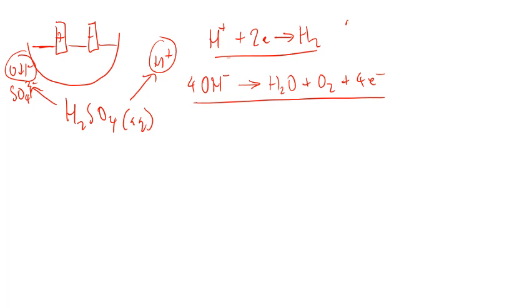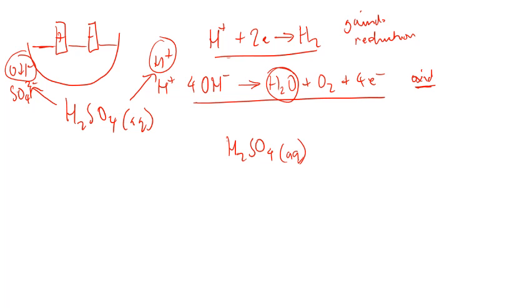So here, this one's gained electrons, so it is reduction, it's OIL RIG. So this is reduction, this is oxidation because it's lost electrons. And then our solution left over is going to be sulfuric acid, because there's water formed here, so you are just going to have sulfuric acid left over here.